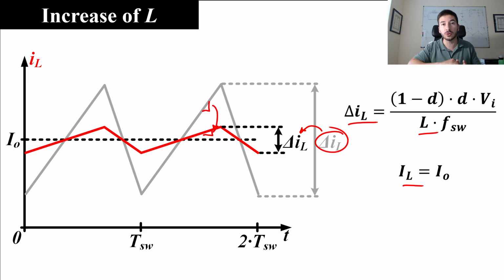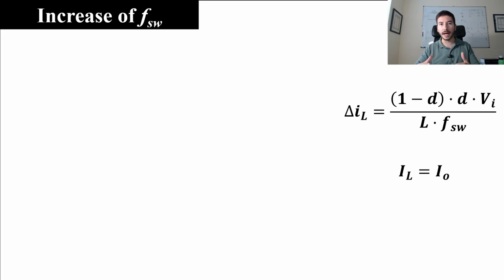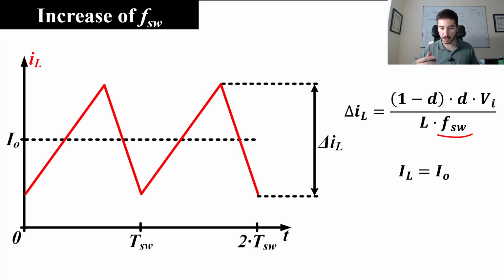Basically, we reduce the slope of the current waveform during both states of the period. And finally, what happens if we increase the switching frequency? The switching frequency is here. So if we increase the switching frequency, we will reduce the current ripple.